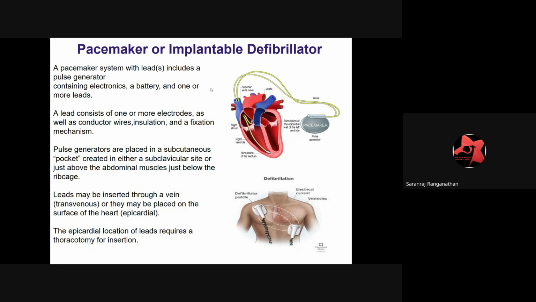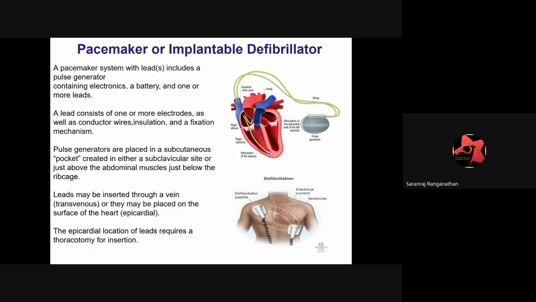Okay, so in this pacemaker, there are electronics and batteries, and leads will be there, one or more leads. Leads means this one. So this is a pacemaker here, inside batteries and electronics will be there, and these are wires. These wires end with the leads. Then the lead consists of one or more electrodes as well as conductor wires, insulation and fixation mechanisms. Inside, electrodes will be there. So that is the electrodes.